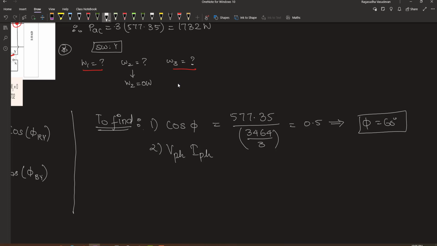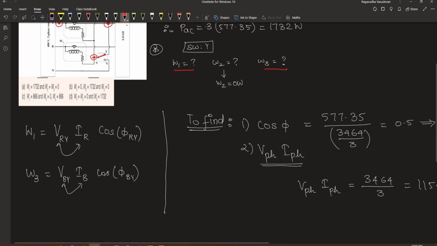Now let's find out the product of phase voltage and the phase current. This is the power that is consumed by one phase of the load. This is equal to 3464 divided by 3, which is equal to 1154.6 volt ampere. We need to find out the angle between the voltage VRY and IR, and similarly we need to find out the angle between these two.